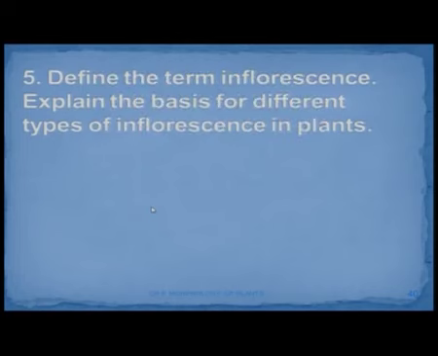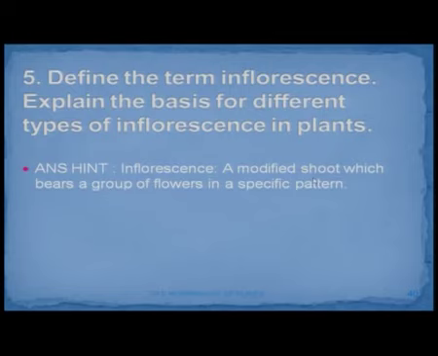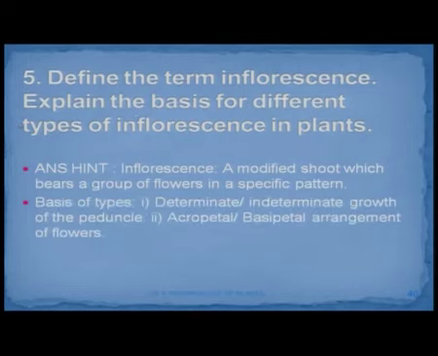The last question is, define the term inflorescence, explain the basis for different types of inflorescence in plants. Inflorescence was the last topic that we did, and we had already discussed that inflorescence is the modified shoot which bears a group of flowers in a specific pattern. And while you try to develop the answer, you can use these points to differentiate between the inflorescence, that is the racemose and the cymose, that the main axis, the floral axis, whether it shows determinate or indeterminate growth, and whether the flowers are arranged in acropetal or basipetal arrangement.